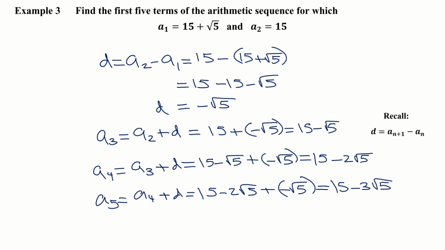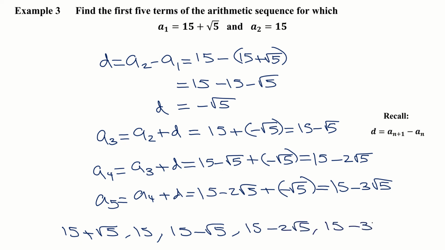So the first 5 terms of this sequence are 15 plus radical 5, 15. Those two we already knew. And the third one is 15 minus radical 5. The fourth one is 15 minus 2 radical 5. And the fifth one is 15 minus 3 radical 5. And there we have the first 5 terms of this particular sequence. Okay, so that's pretty simple. Make sure you can handle it, and then we'll proceed.